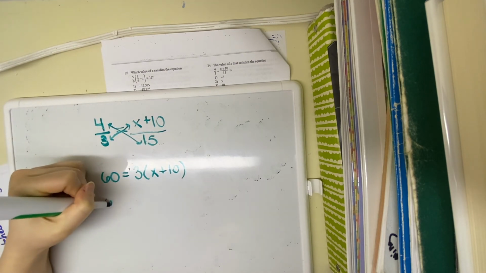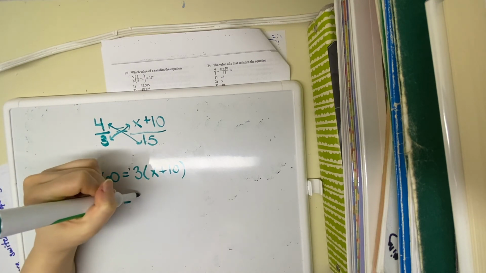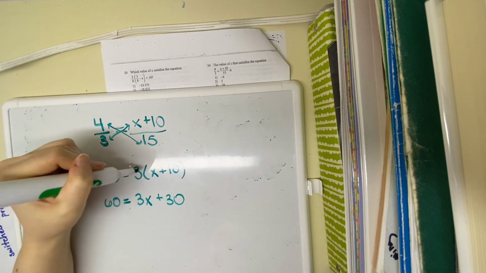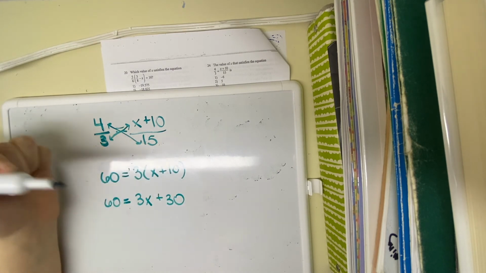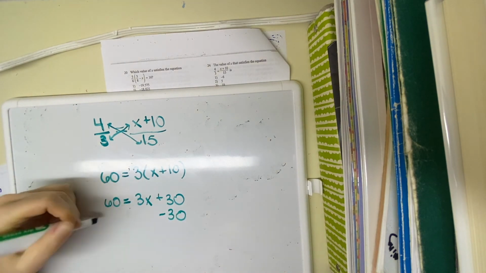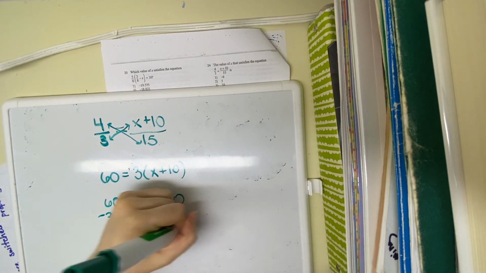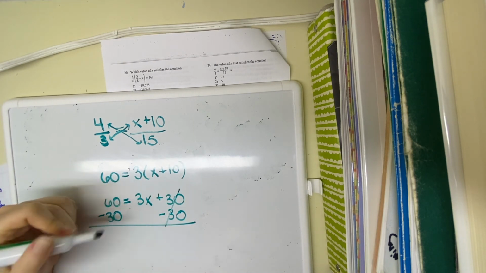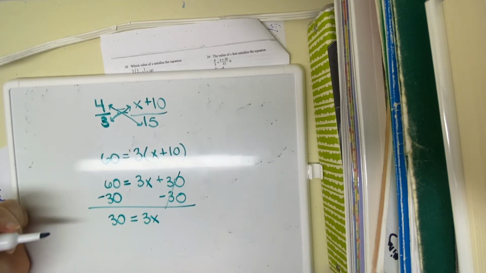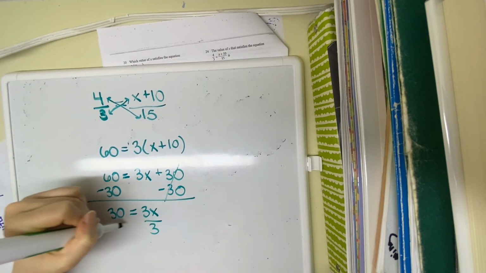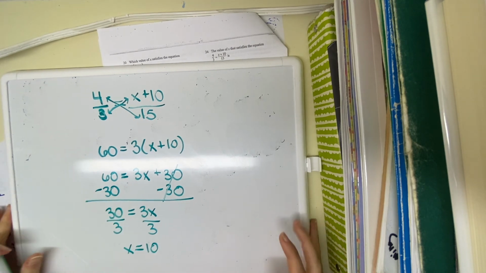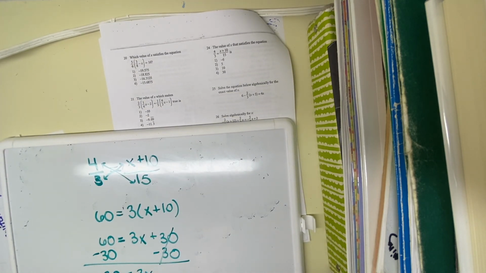So 4 times 15 is 60, so that'll be our one side, and then 3 times x plus 10. So we're going to need to write that in a set of parentheses before we distribute. So 60 equals 3x plus 30, right? 3 times x is 3x, 3 times 10 is 30. Then we're going to subtract 30 from both sides. You guys are pretty good at this from here. 60 minus 30 is 30. That equals 3x. And then you divide by 3 on both sides. So x equals 10. And that is answer 3.